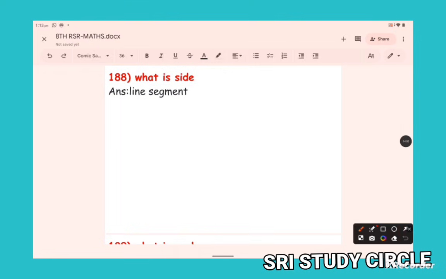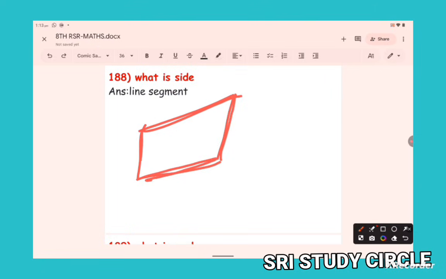What is a side? A side is a line segment. This is one side, this is one side, this is one side, this is one side. Here we have four sides. A closed figure with four sides is called a quadrilateral. A quadrilateral has four sides, which are line segments.